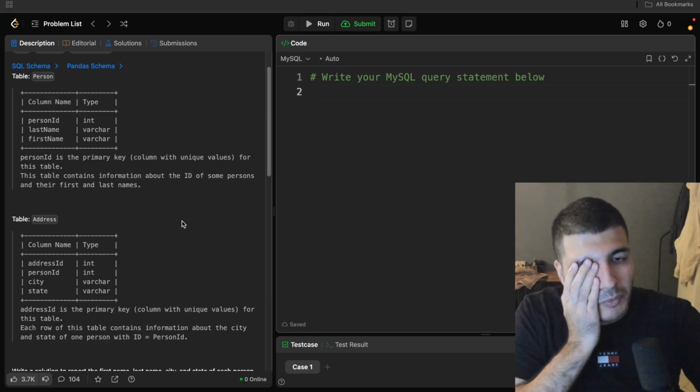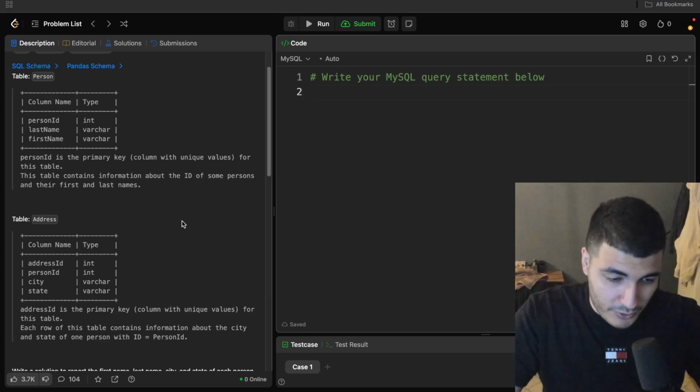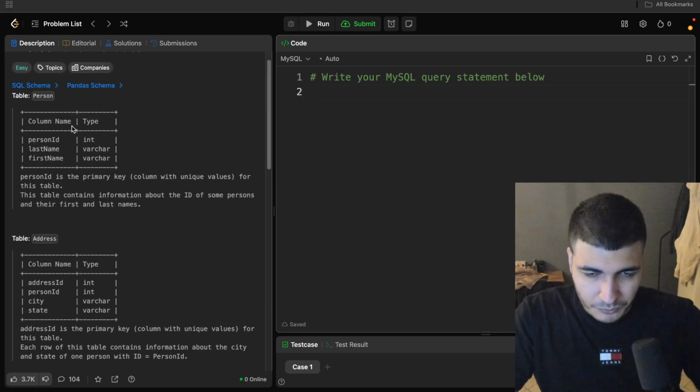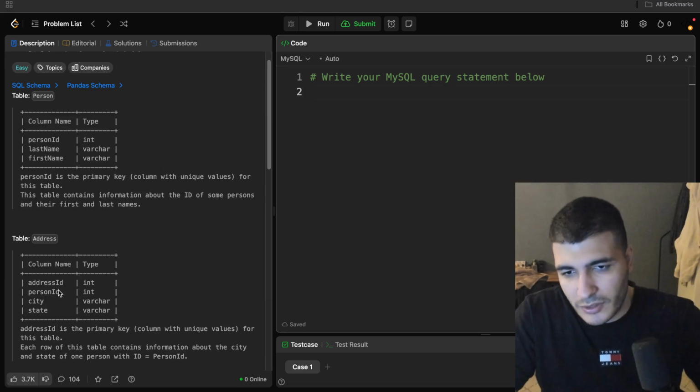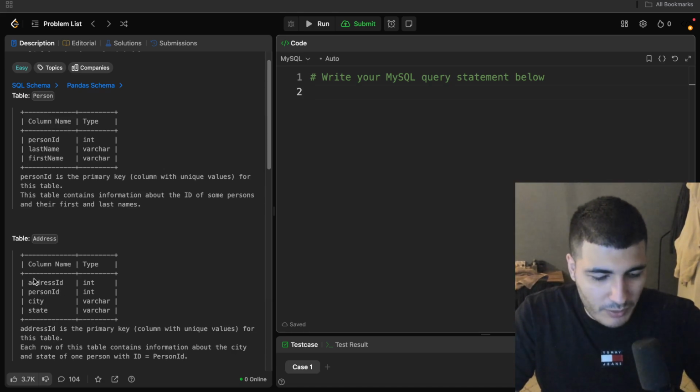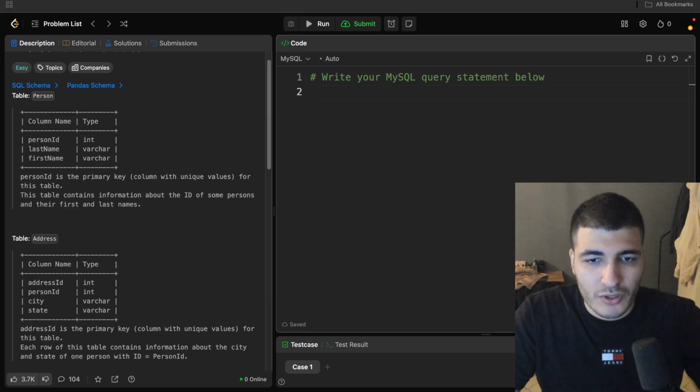Okay, so we need to understand the problem. First, we need to look at the person table. It contains first name and last name, and the address table has address ID and person ID. It also contains city and state information, and it's mapped by the person ID that we talked about. Since not every person has an entry in address, we must return null for city and state when an address is missing. So how do we solve this?